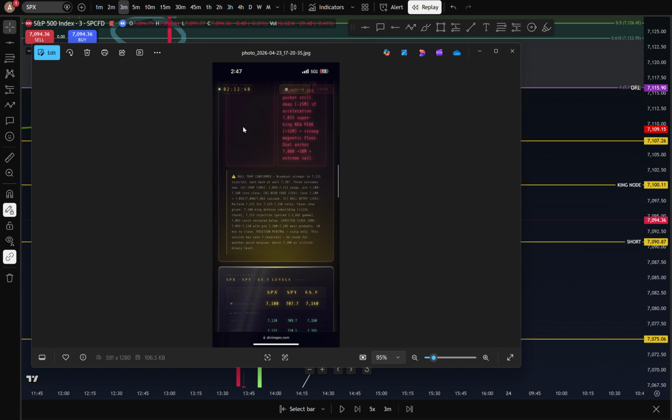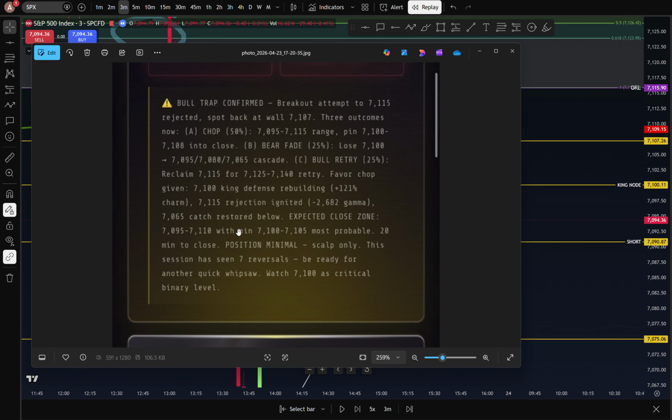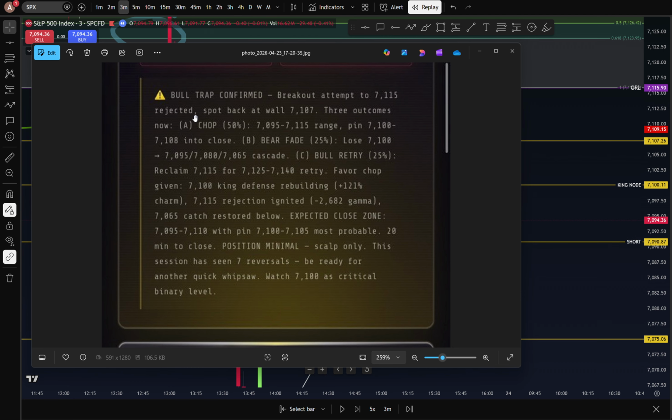this is also very nice prediction by dealers, okay, by my Divine Gigs. Look, it says breakout attempt to 71.15 failed, rejected. Spot back at wall 71.07. Three outcomes. Now number A, chop 50% between 70.95 to 71.15 range. Pin is gonna be like, it says, basically saying is SPX gonna close between 7,100 to 7,108.